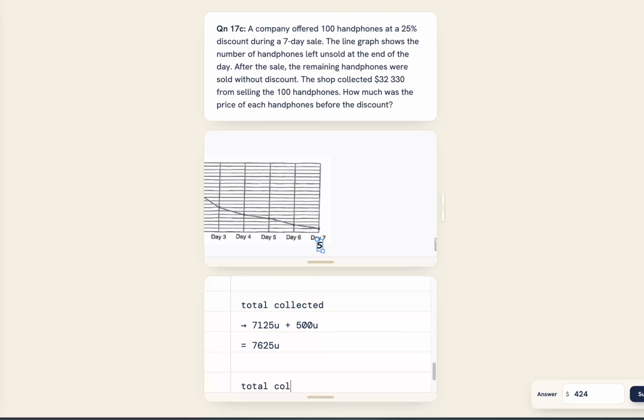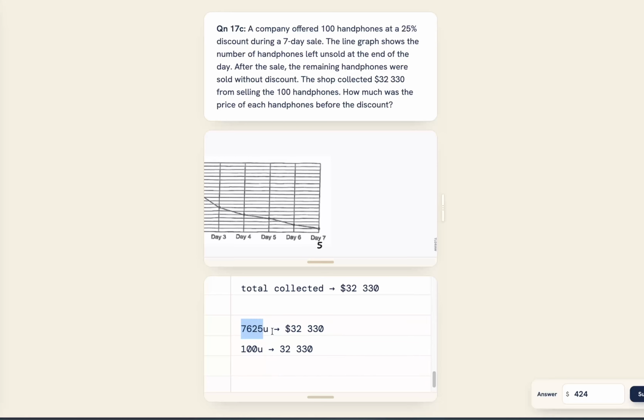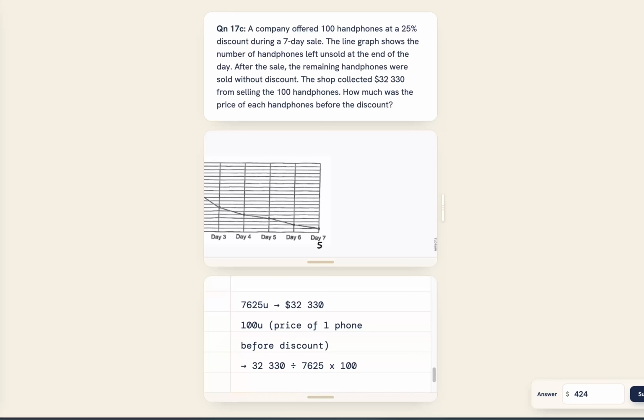We also know that the total collected is equal to $32,330. So that means 7,625 units is equal to $32,330. Then we can get 100 units, which is 32,330 divided by 7,625 times 100, which is the price of one phone before discount, and this will be equal to $424. There you go. So that's about it.